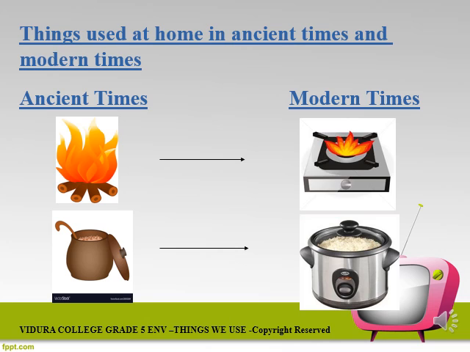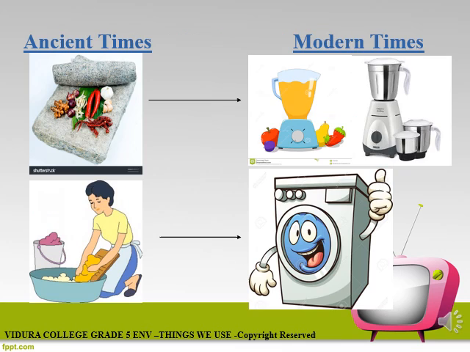Things used at home in ancient times and modern times. So here I have two categories, ancient times and modern times. So children, what do you mean by ancient times? Ancient means very distant past. So in the first picture, instead of using firewood, you can use the gas cooker. And in the second one, using clay pots, you can boil rice. But nowadays we use the rice cooker to do this.